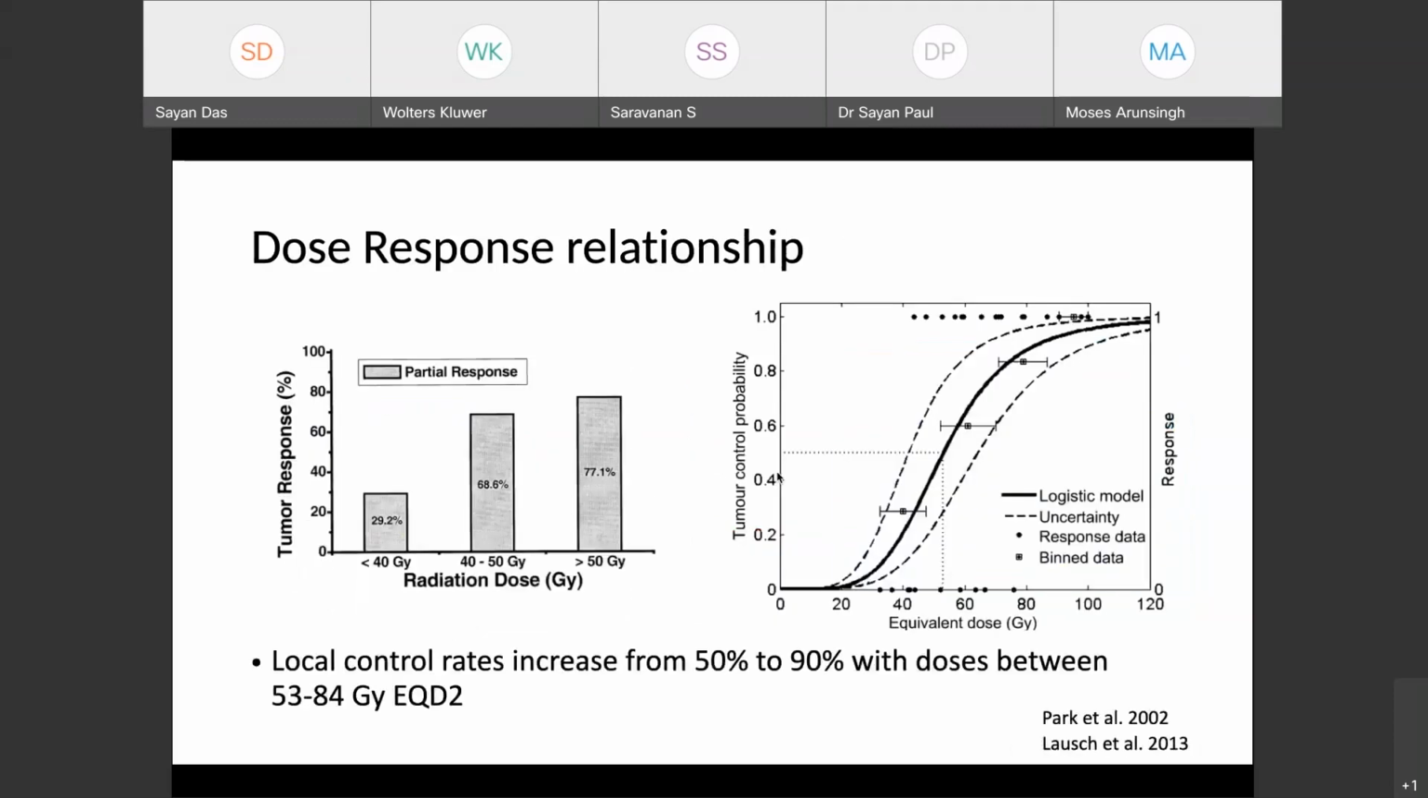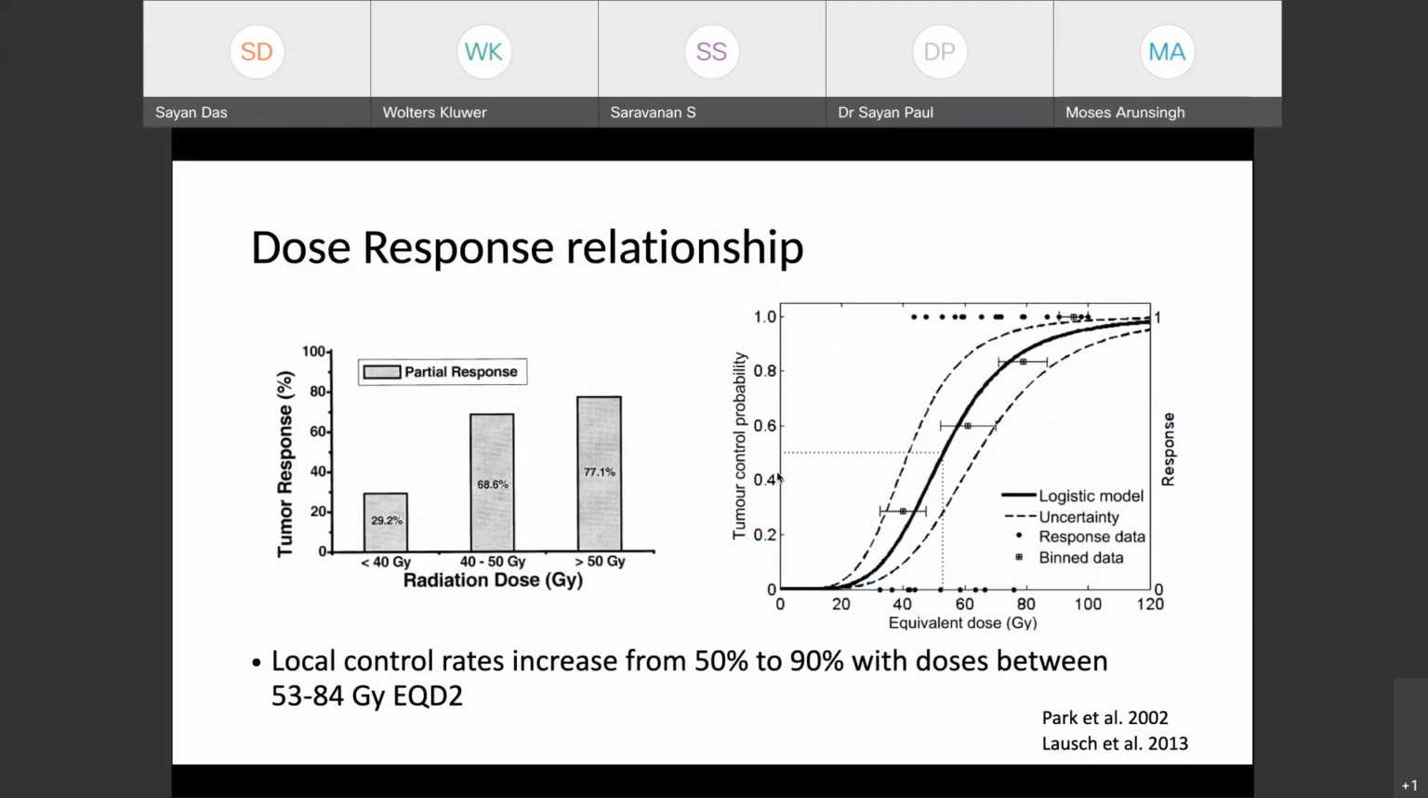Now, is there a dose-response relationship while treating hepatocellular carcinomas? Well, yes, there is. There are several papers on this. I've just quoted 2. If you look at the left-sided graph, it shows that if your dose is less than 40 gray, your response rates are in the range of 30%, which increases to more than 75% if your dose is more than 50 gray.